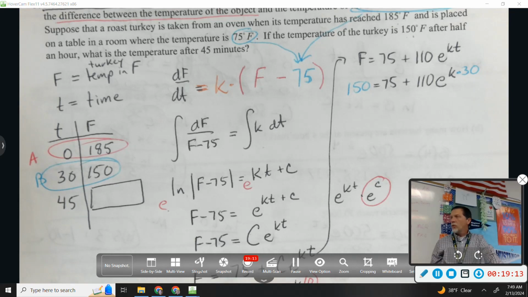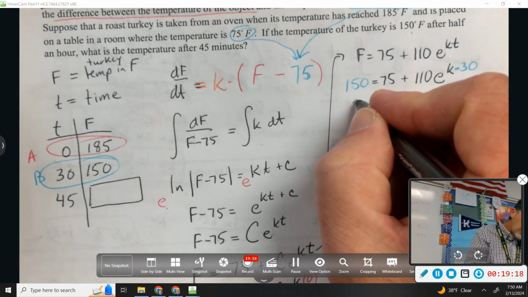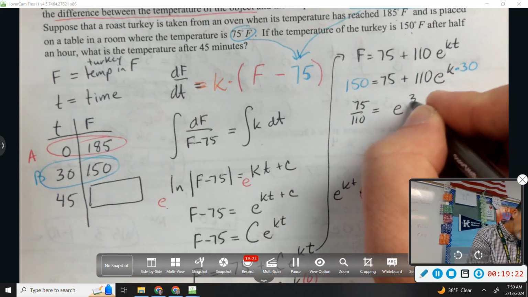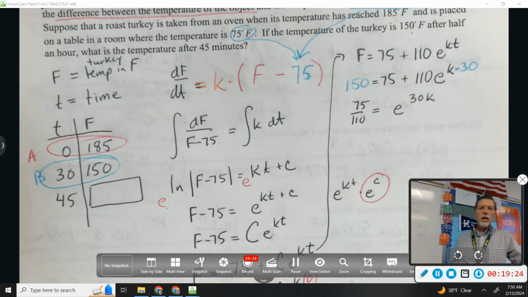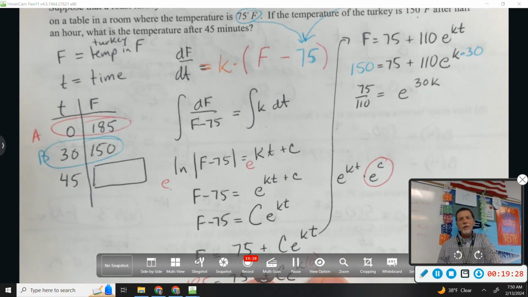All right, more algebra. So subtract the 75 and then divide by 110. And then we've done this a bunch now. What do we want to do next to start to get K by itself? Natural log both sides.